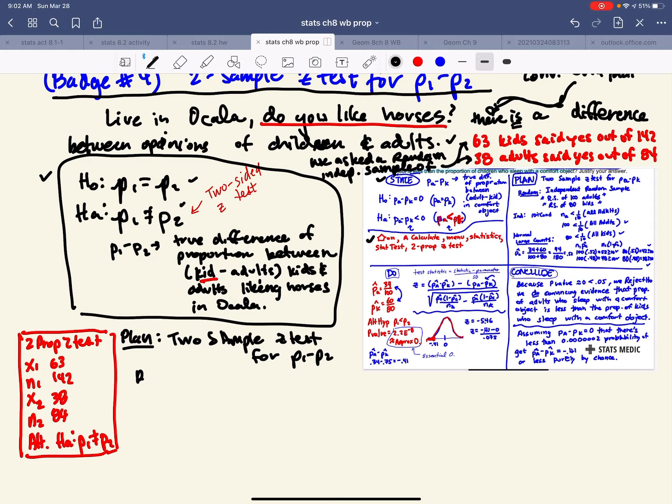We look up in the question and make sure it says something like that, and then we can mark that down. We can say in the question, we asked a random independent sample of 142 kids and 84 adults. So we should be good there. Is it independent? We're going to say 10% condition has been met.